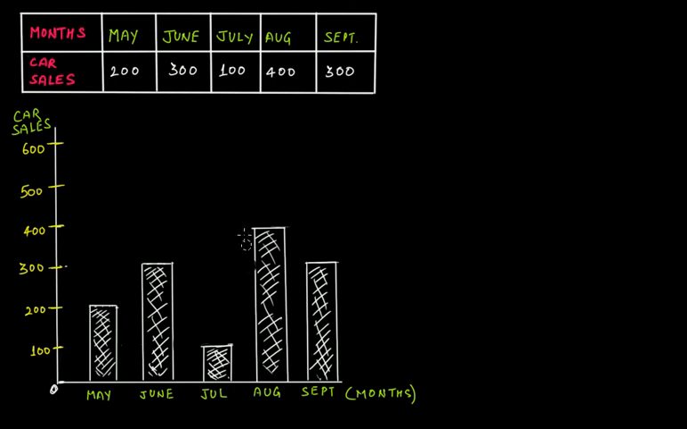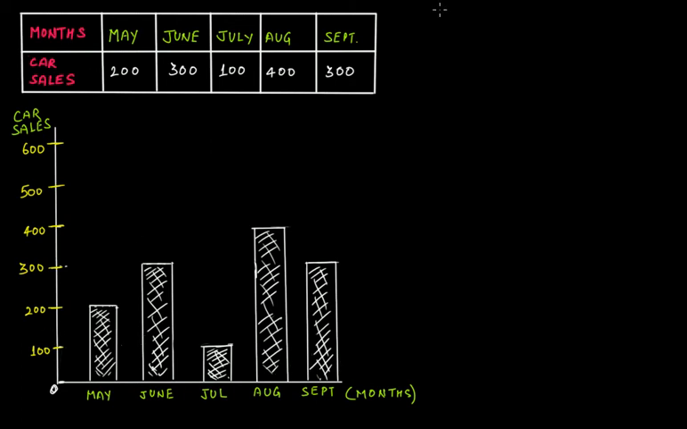Okay, so here we are. For the month of May, it was 200. So the tip or the end point of a bar will be at 200. Then in the month of June, it's 300. So the tip or the end point of the bar is at 300. For July, it's at 100. Then for the month of August, it's at 400. And then in the month of September, it's again at what? At 300. So this is the way to represent the bar graph or the bar diagram.